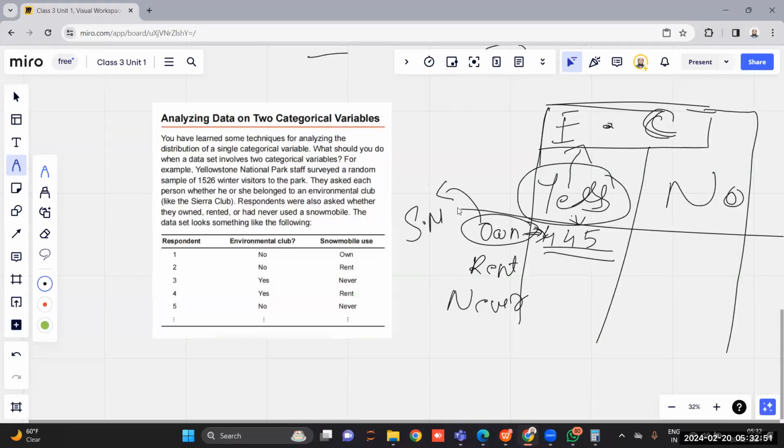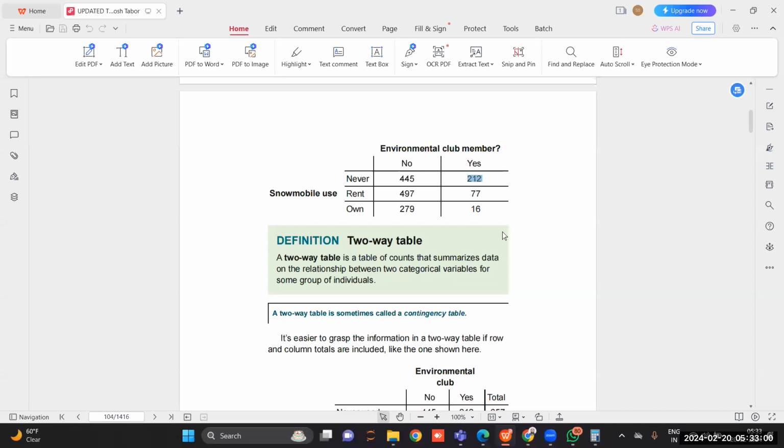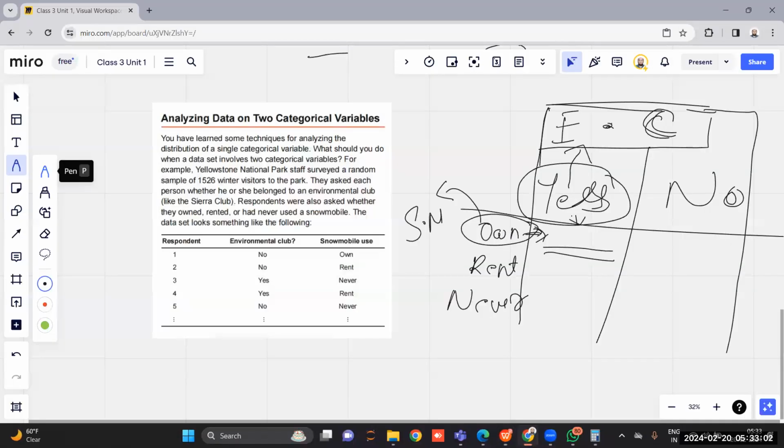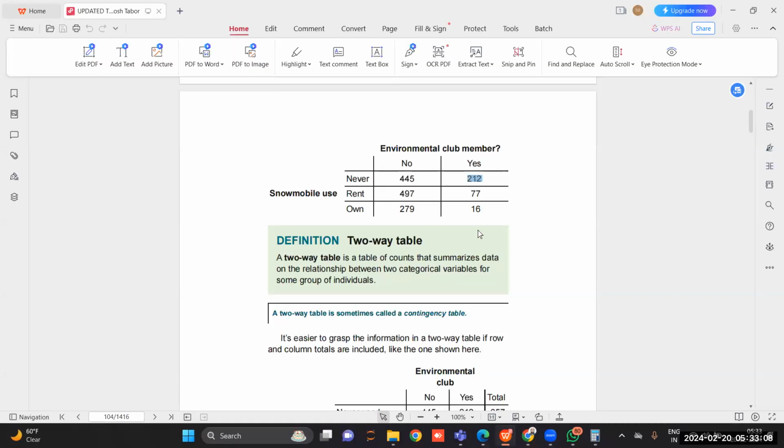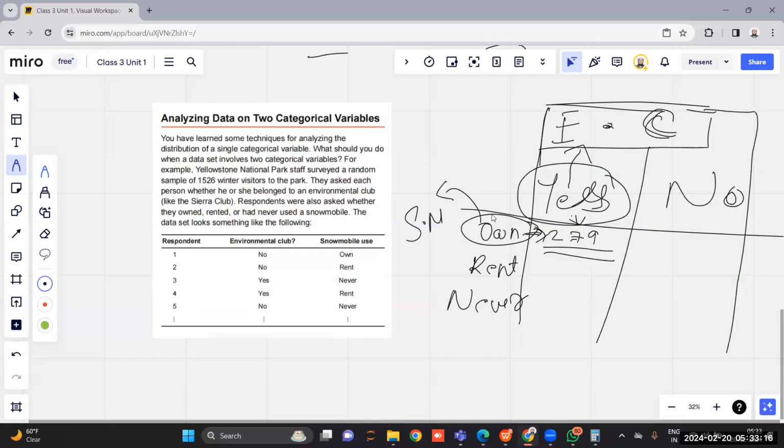Oh, sorry, I've written own first. In that table, they have written the number is two. Own is 279. We can draw the table up. Anyway, we can write the name of the column. So how many with the attributes they okay, yes, sorry, yes is listed there.